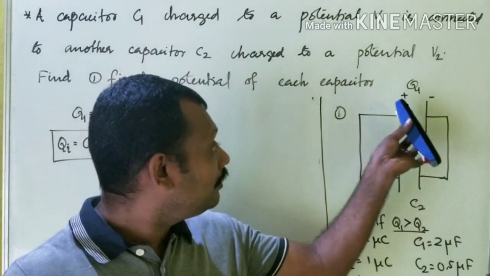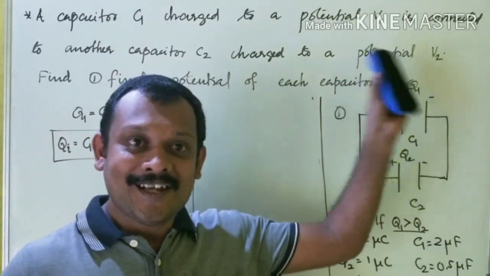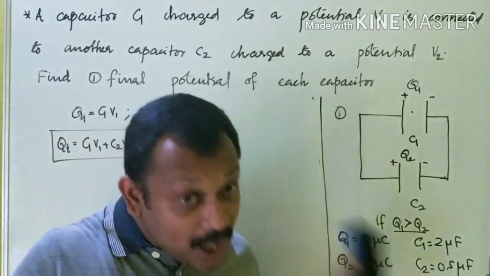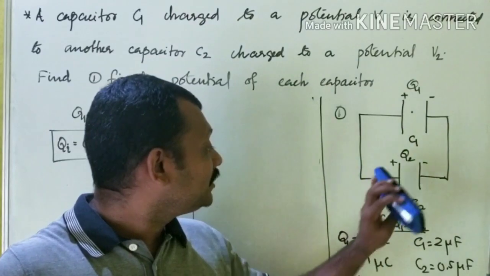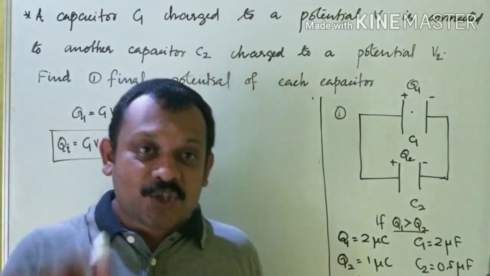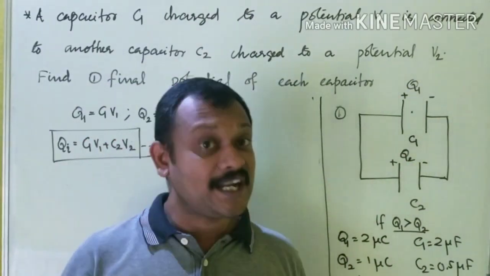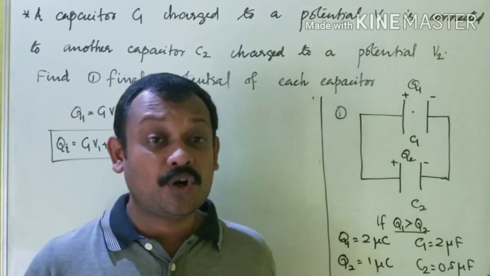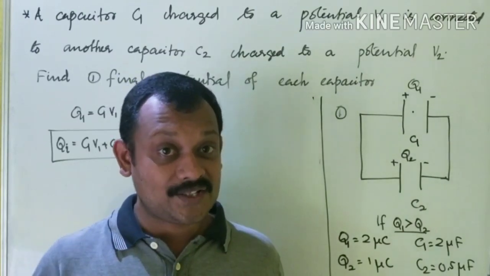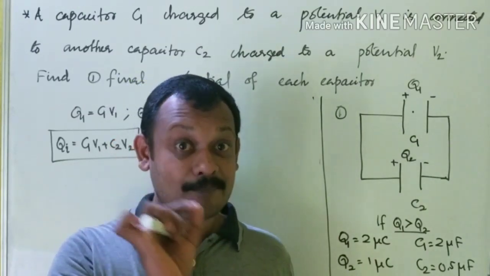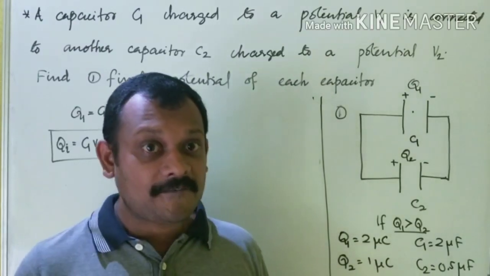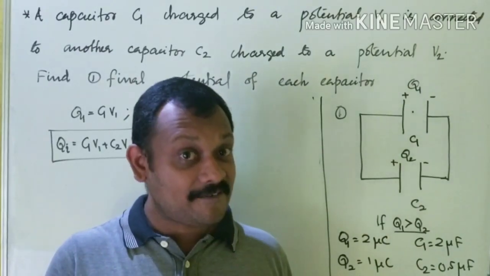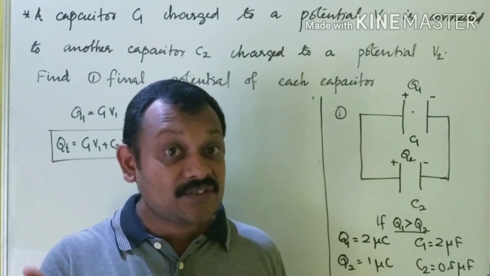From 2 to 1, right? Charges will flow from capacitor C2 to capacitor C1, although charge on C2 is less than charge on C1. So the flow of charge between two capacitors primarily depends on the potential difference of the capacitor, right? So please bear that point in your mind. The flow of charges between capacitors depends on the potential difference between the plates of the capacitor.